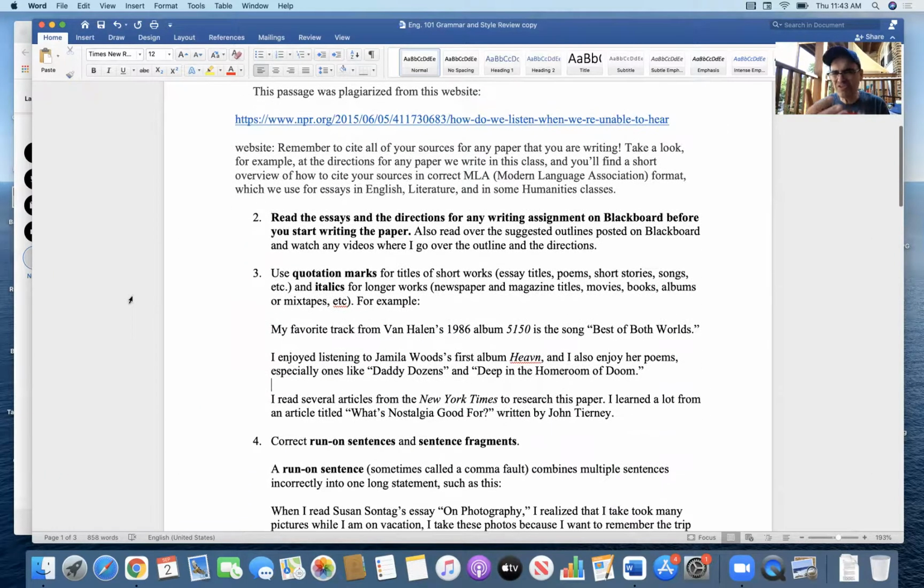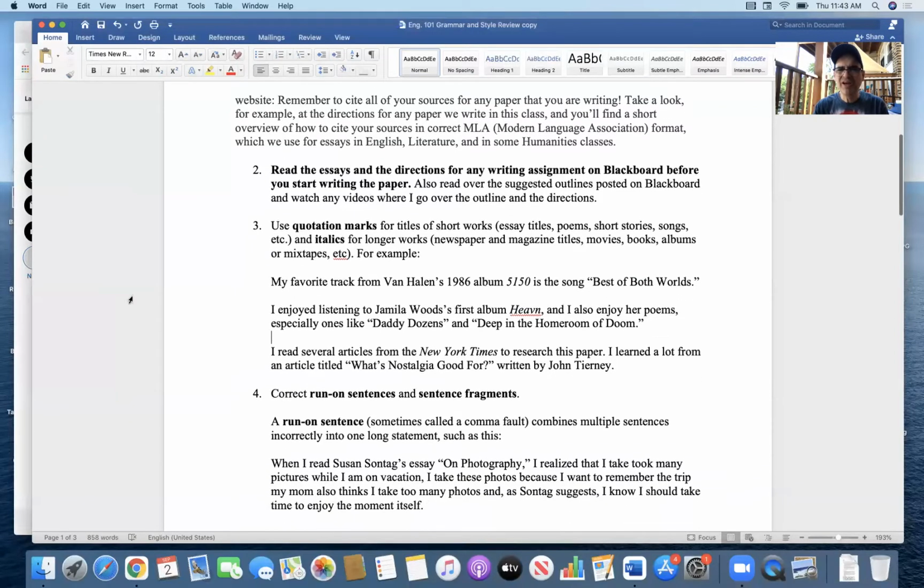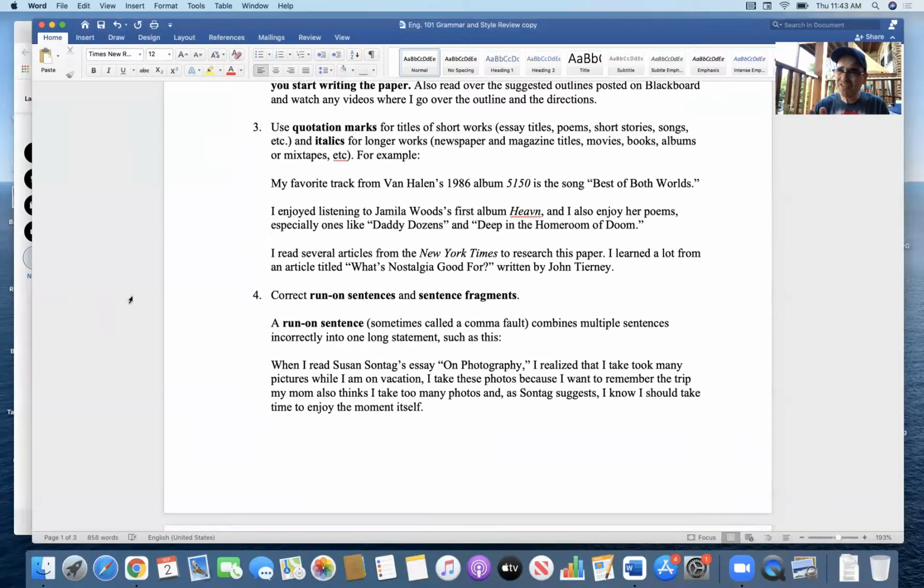And then there's some other basic information. I'm just going to quickly go through this. Read it on your own, because again, this is a basic checklist of things that I look for when I'm reading your papers. So there's information here on how to use quotation marks correctly, run-on sentences versus sentence fragments. I'll talk about those more in a separate video, but those again are some very basic errors that I see that are easy to fix. I'm sure you're familiar with them.